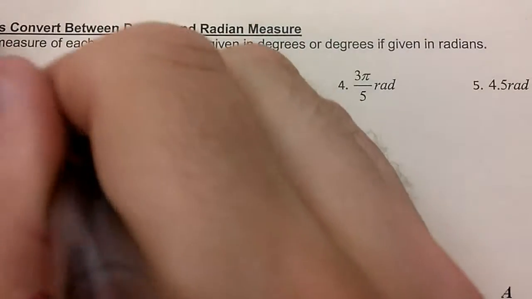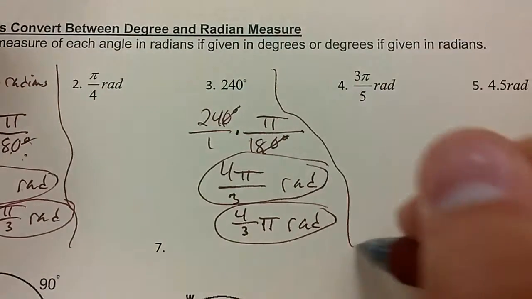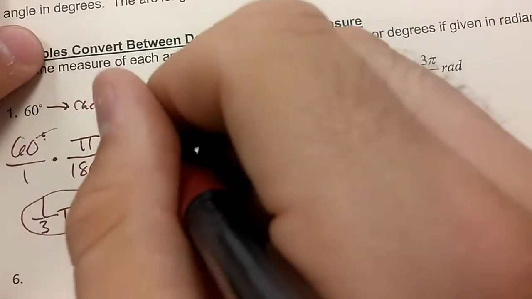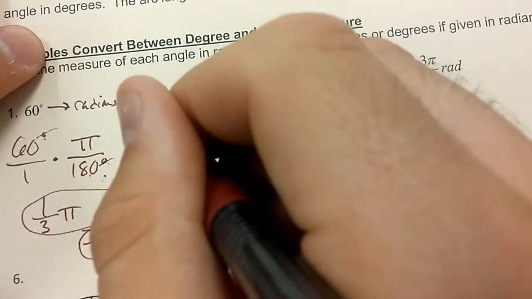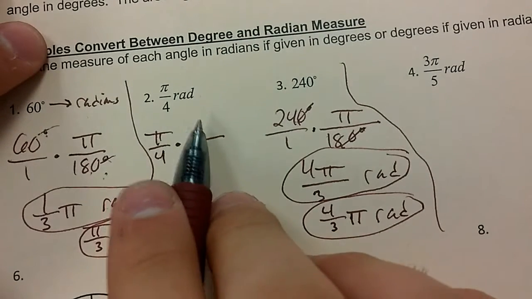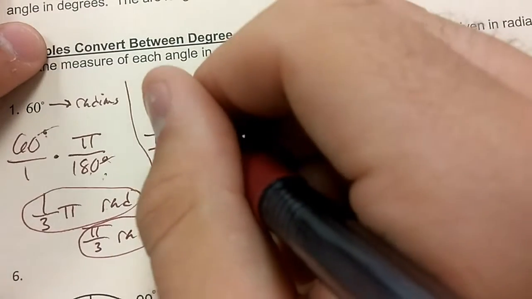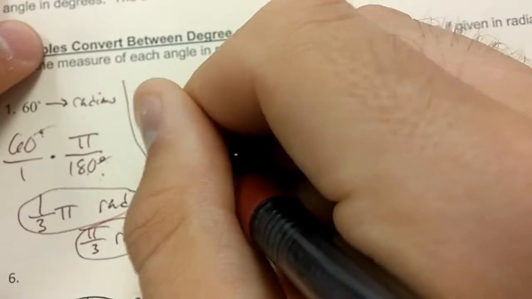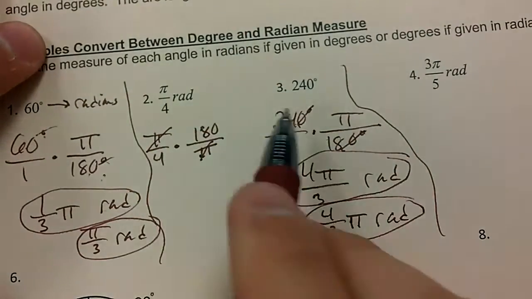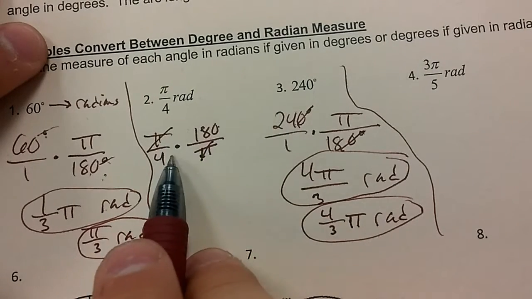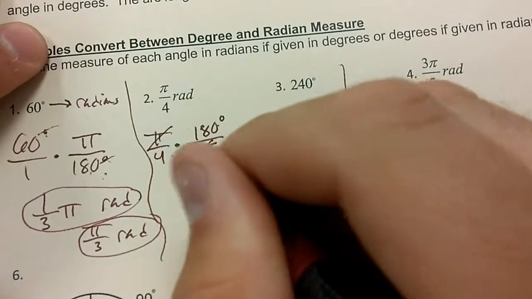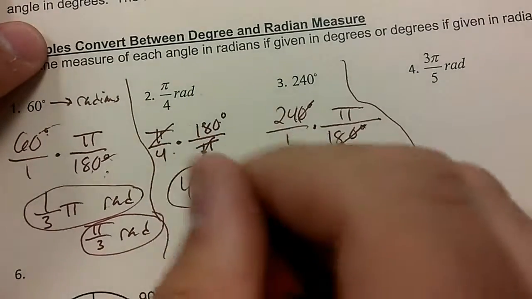Let's try a couple where you're converting from radians to degrees. This says pi over 4 radians. If I want to cancel out radians, I need to put the radians on the bottom and put the degrees on top. So this is where you use 180 over pi. The pi's will now cancel. And now you have 180 divided by 4, which will be 45. And since that's a degree measure, degrees.